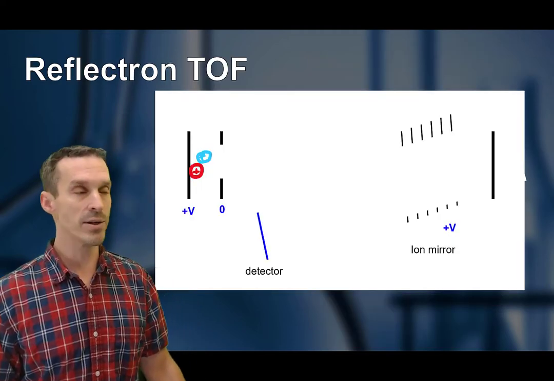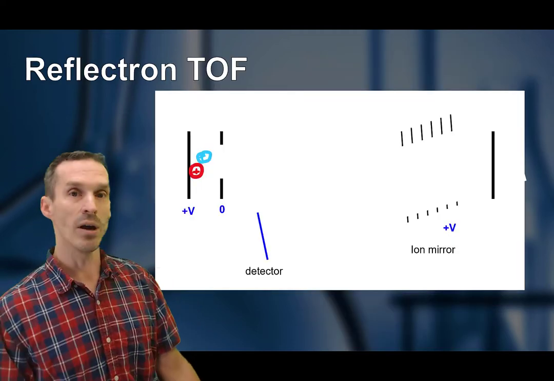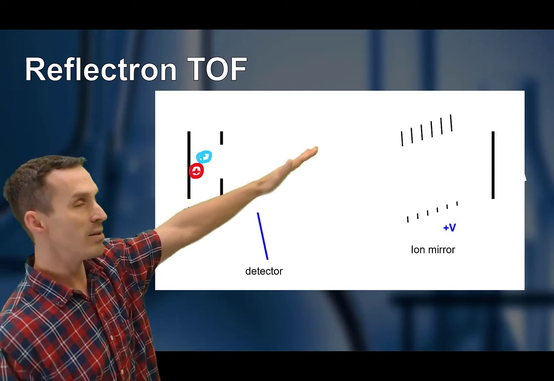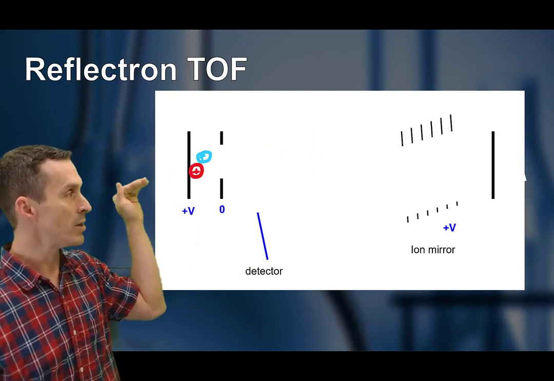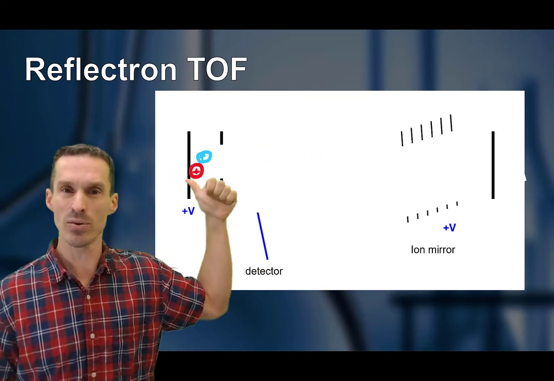So the configuration isn't exactly as you just saw. In fact, there's a bend in the geometry here so that the ions don't come back and hit the same source region.